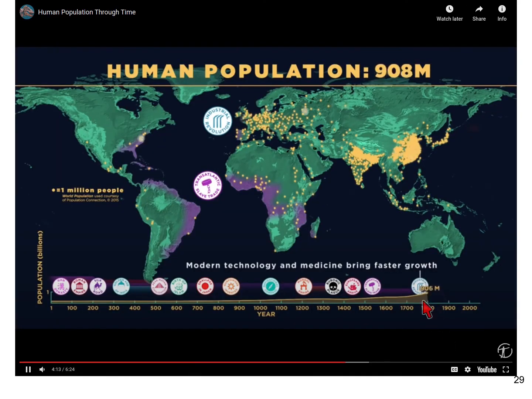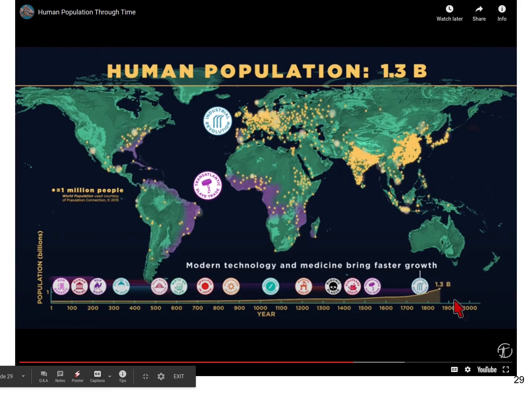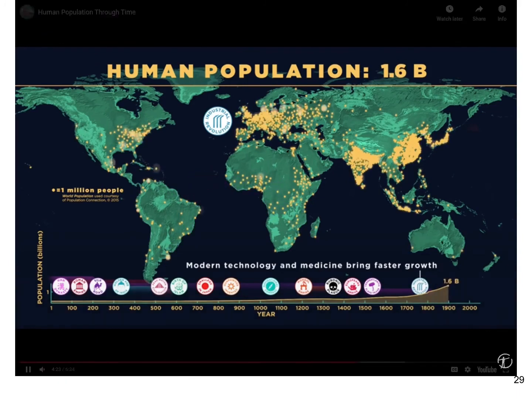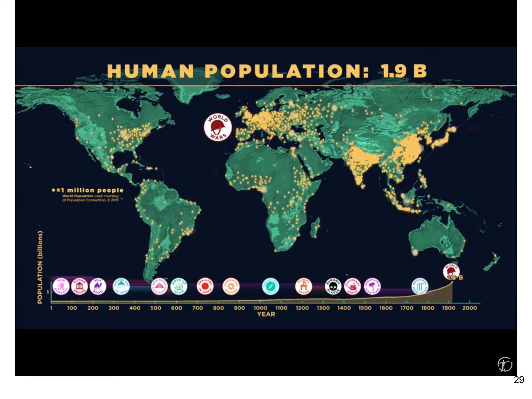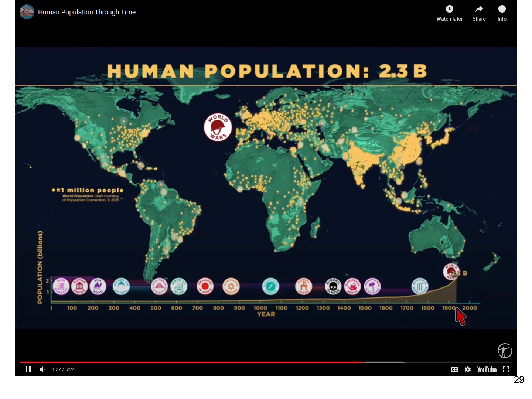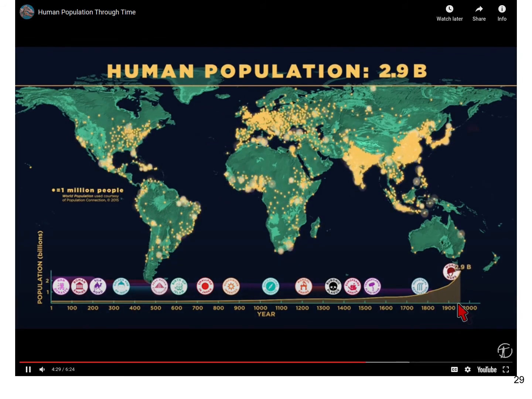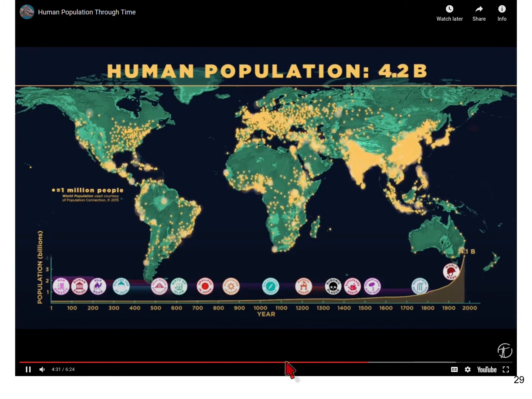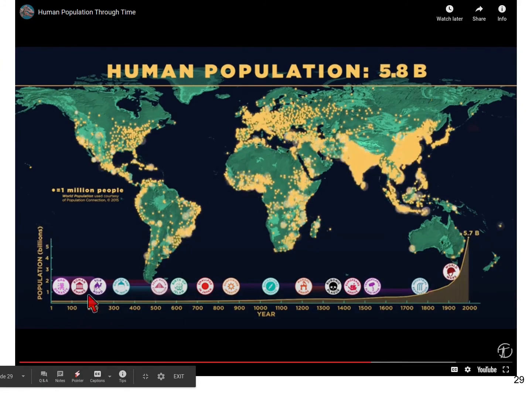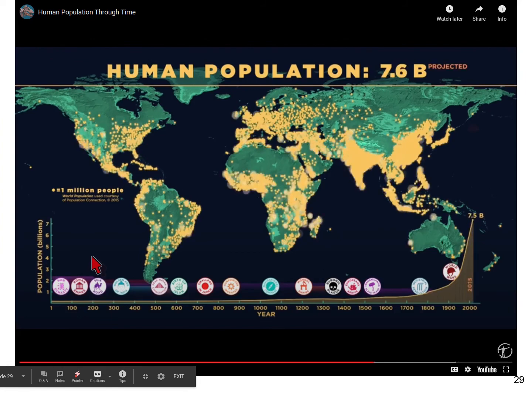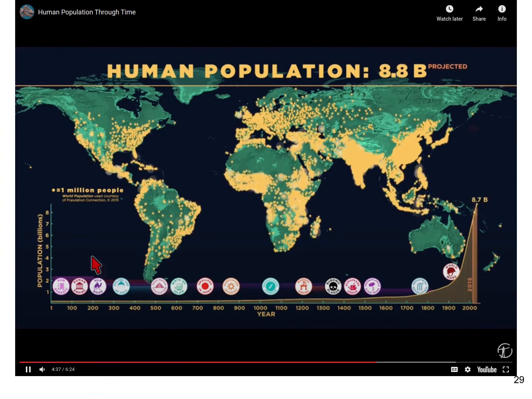Here we start around 1800. There you go. We've hit 1 billion. 1900. Going to hit 2 billion around 1920. There you got 2 billion. And then it just takes off like a rocket ship. 3 billion, 4 billion, 5 billion, 6 billion, 7, 8, 9.